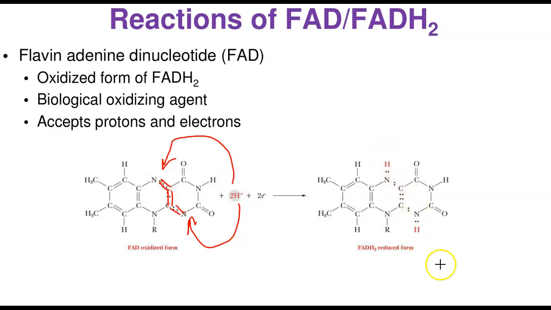So this is the center of its reactivity. Unlike NAD, which only accepts one hydride ion, this accepts two hydrogen atoms at this point of the reaction site. So this is the mechanism of action of FAD or FADH2, as the case may be. Okay, and then we go to the next slide.